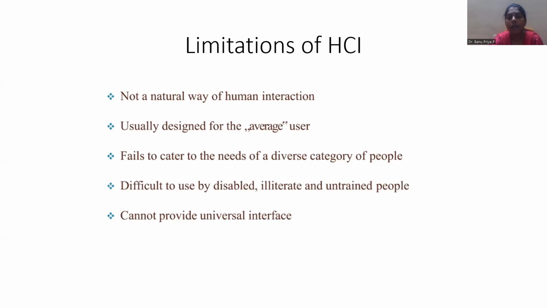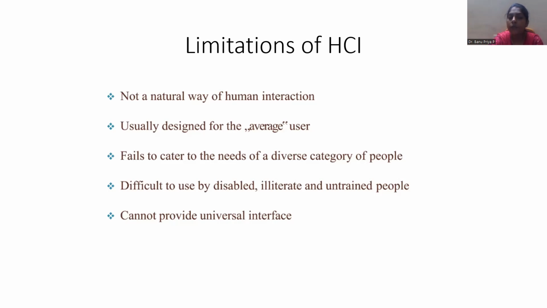Obviously, there are a few limitations when considering human-computer interaction. It is not a natural way for a human to interact. Human-to-human interaction is fine, whereas human-to-machine interaction has a lot more behind it. You have to understand how it can be designed for different users, and how users with different variations expect the design to vary. Even the failures need to be solved for a diverse category of people.